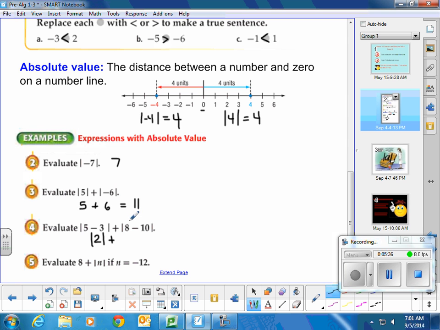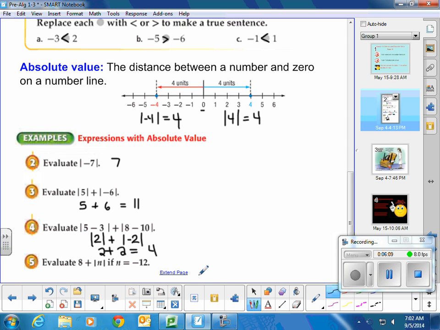If you have 8 and you take away 10, if you think of up on a number line, if I was up at 8 and I take away 10 units, it's going to bring me to -2. Now the absolute value of 2 is 2. The absolute value of -2 is also 2. So 2 plus 2 is 4.